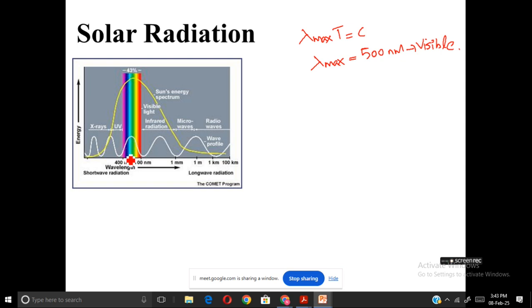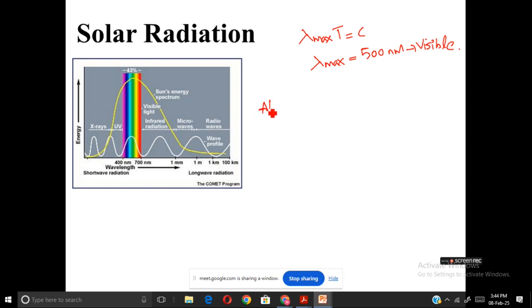So even though the solar radiation covers the entire electromagnetic spectrum, the wavelength at which the emitted energy is maximum is in the visible range of the spectrum. And if we have a wider look, we can see that the highest is visible, and also UV and infrared are being emitted by the solar radiation, which are the two other important components of the solar radiation.